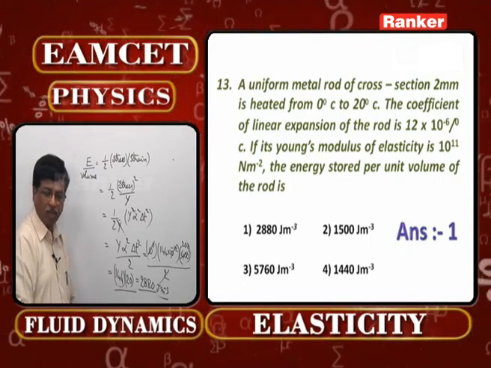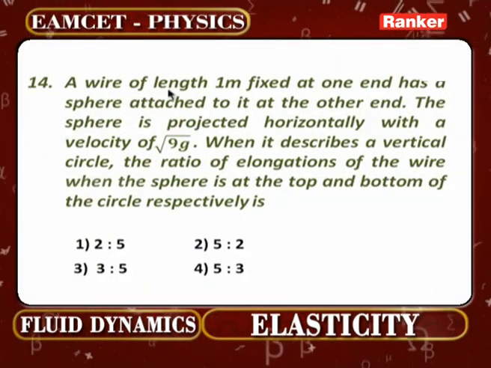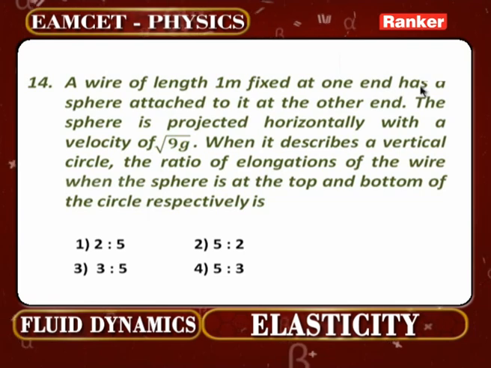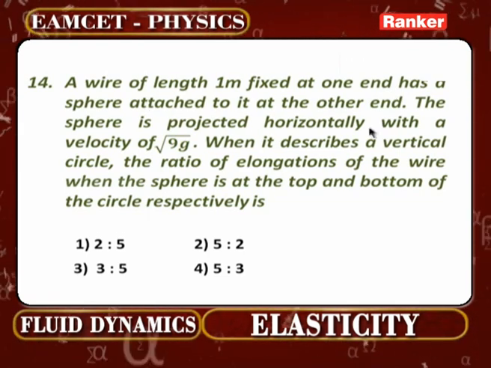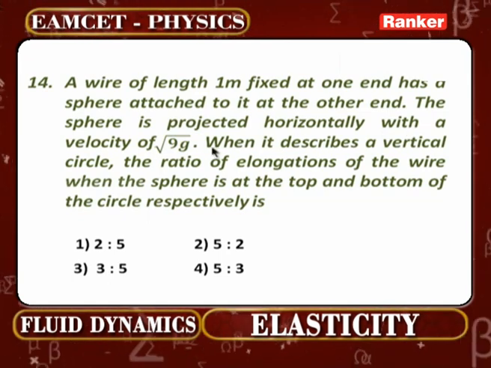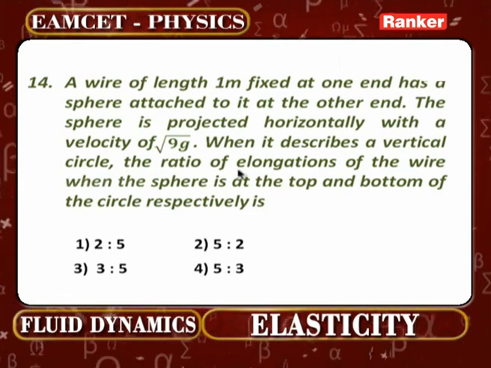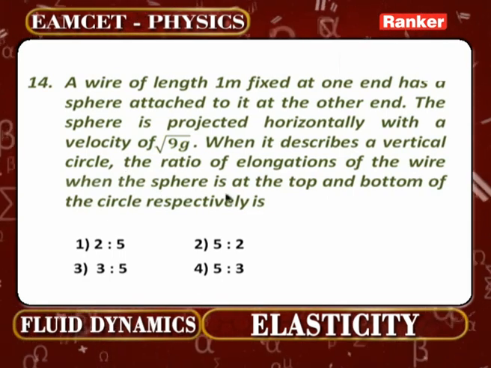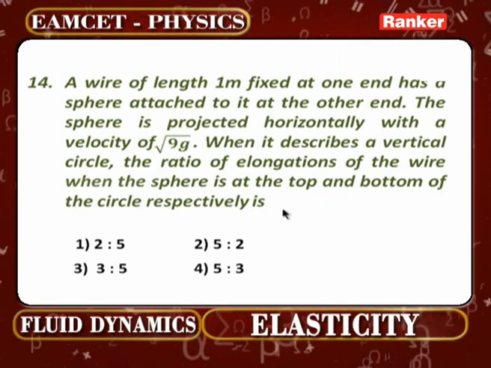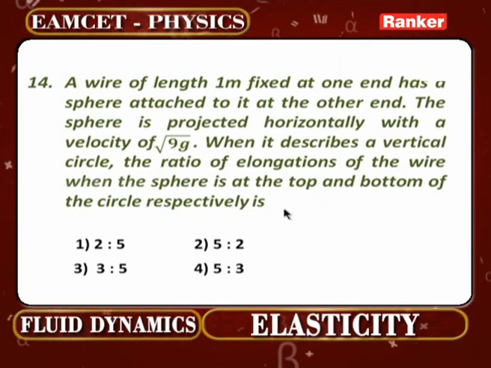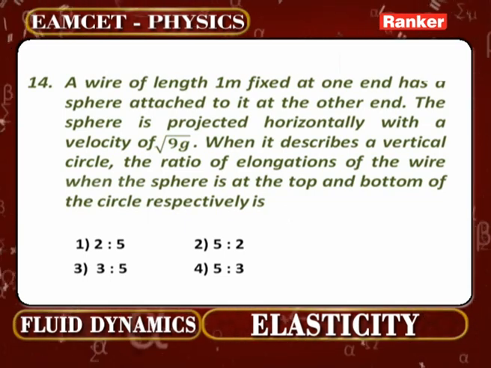Look at the next number, that is problem number 14. Look at that one. A wire of length 1 meter fixed at one end has a sphere attached to it at the other end. The sphere is projected horizontally with a velocity of root of 9g. When it describes a vertical circle, find the ratio of elongations of the wire when the sphere is at the top and at the bottom of the circle respectively. One should understand this is a linked up model with rotatory motion, that too the vertical circular motion.